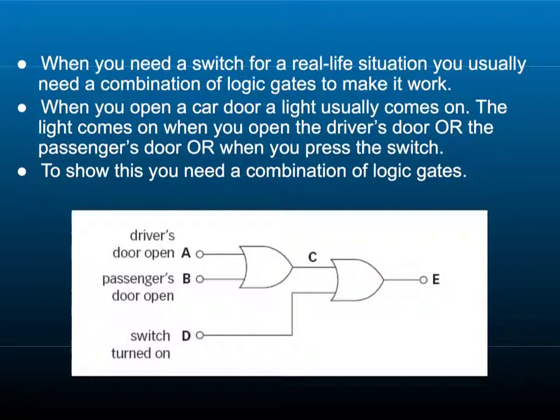The light usually comes on. The light comes on when you open the driver's door, or the passenger door, or when you press the switch. To show this, you need a combination of logic gates. The two gates in this example are both OR gates, so remember, either input can be high.